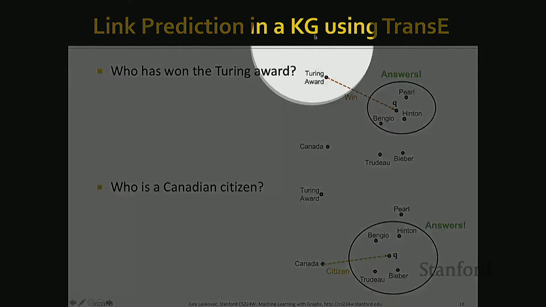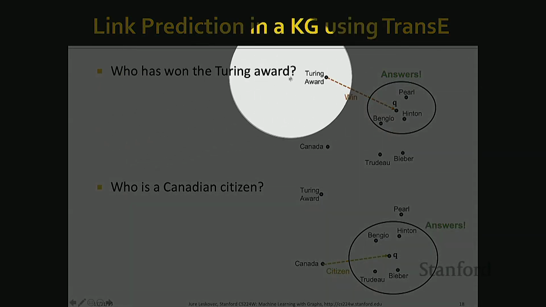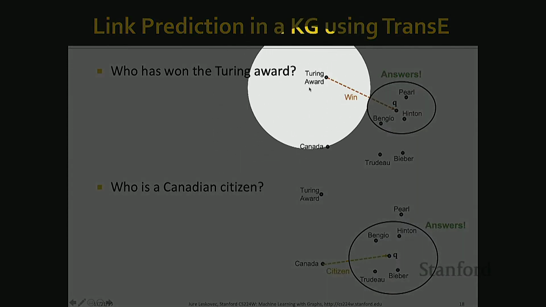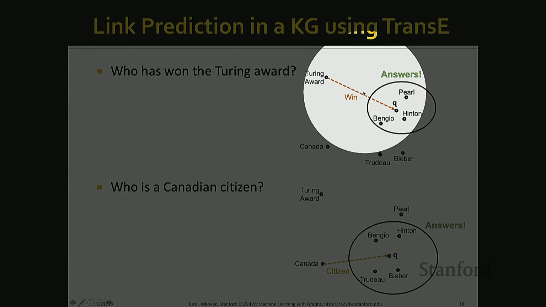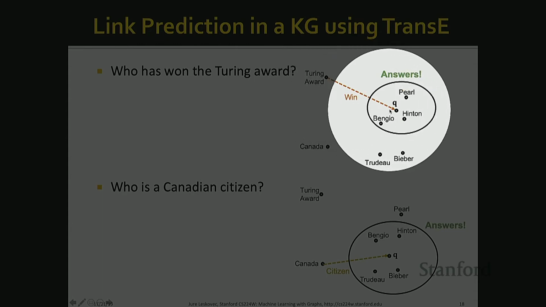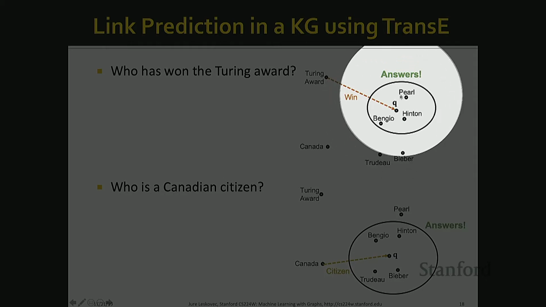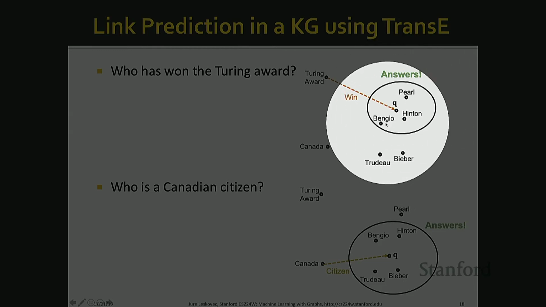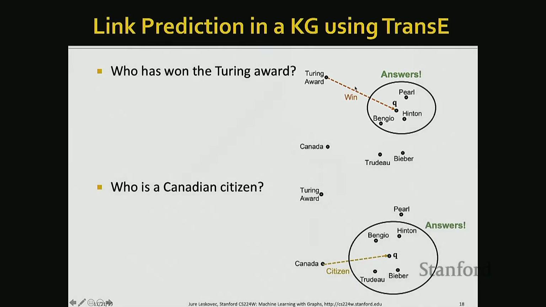For instance, we have this query: who has won the Turing Award? Our head entity is Turing Award, then we have the win relationship, and this will bring us to a certain area of our embedding space. What we find here is that the neighbors of the query vector are Pearl, Hinton, Bengio, and a lot of other people that have won the Turing Award in the last decades. Basically, we find the entities that are in the neighborhood, so they are close enough to our query, and we just connect them.